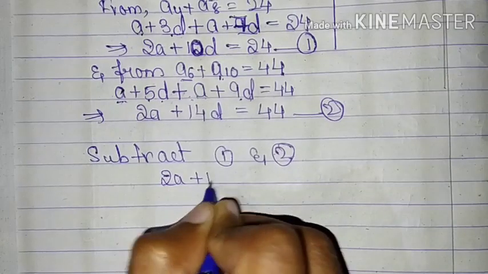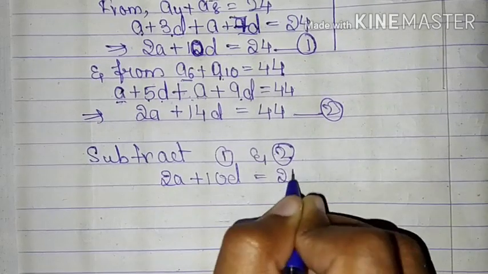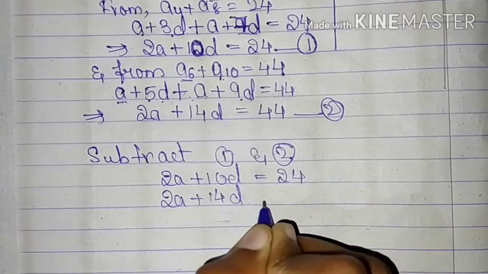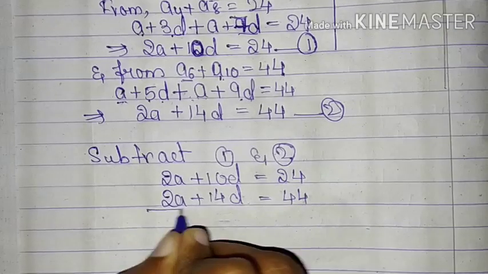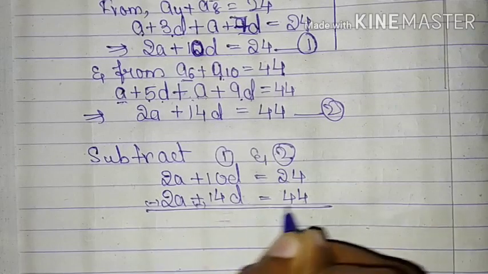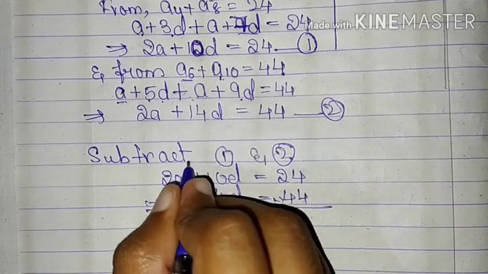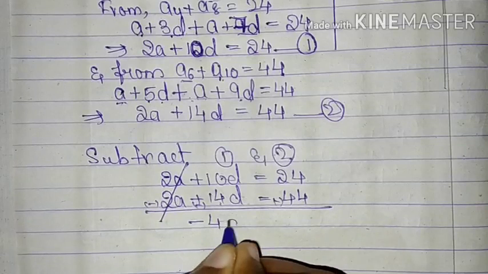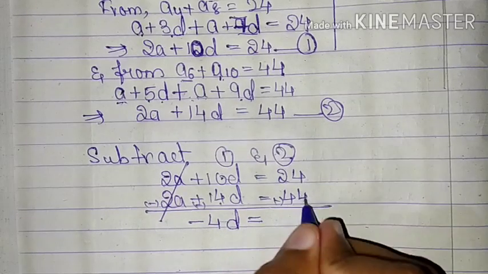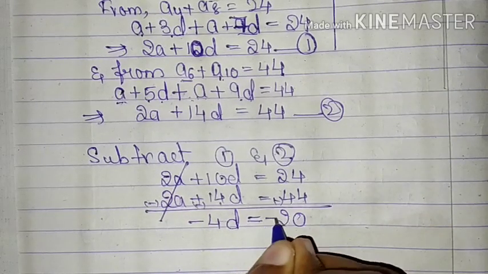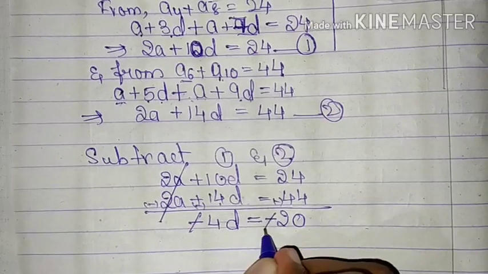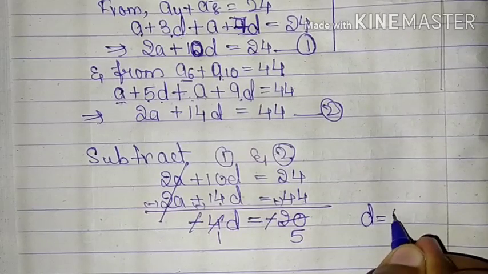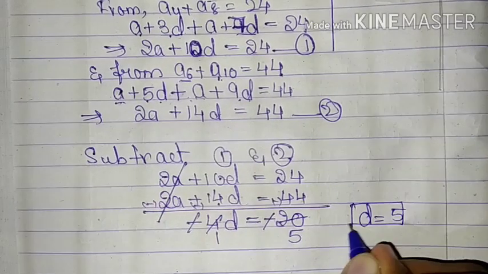2A plus 10D is equal to 24. 2A plus 14D is equal to 44. The signs are changed. They reverse. 2A minus 2A cancels out. 10D minus 14D, we have minus 4D, and here 24 minus 44 is minus 20. Minus minus cancels out, 4 fives are 20. So the value of D is equal to 5.